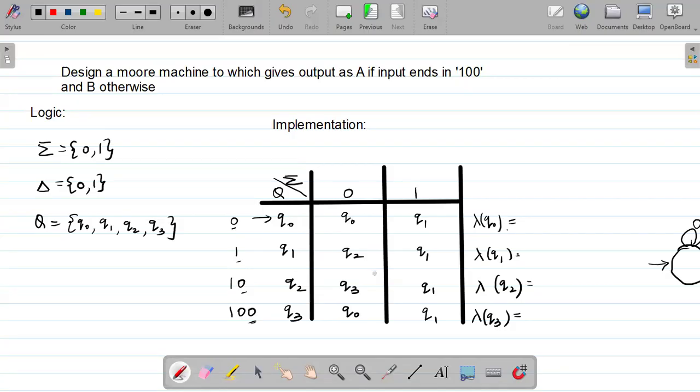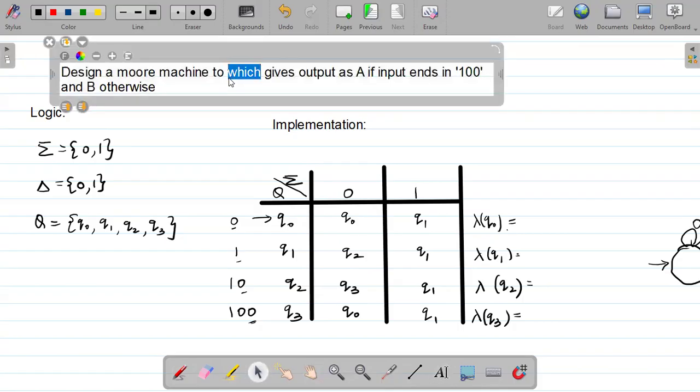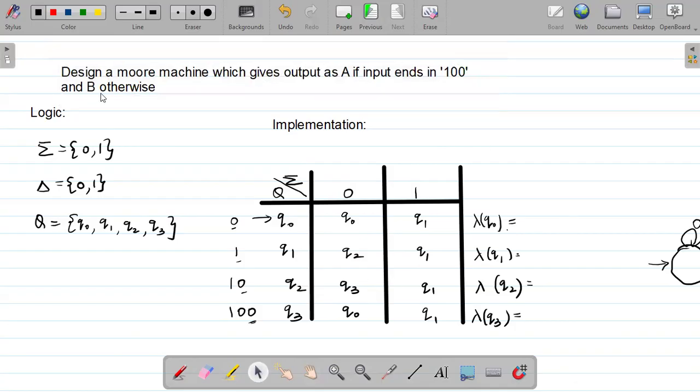So we'll see one more problem on Moore machine. Design a Moore machine which gives output as A if input ends in 100. So output is A if input ends in 100 and B otherwise. Otherwise it is B.